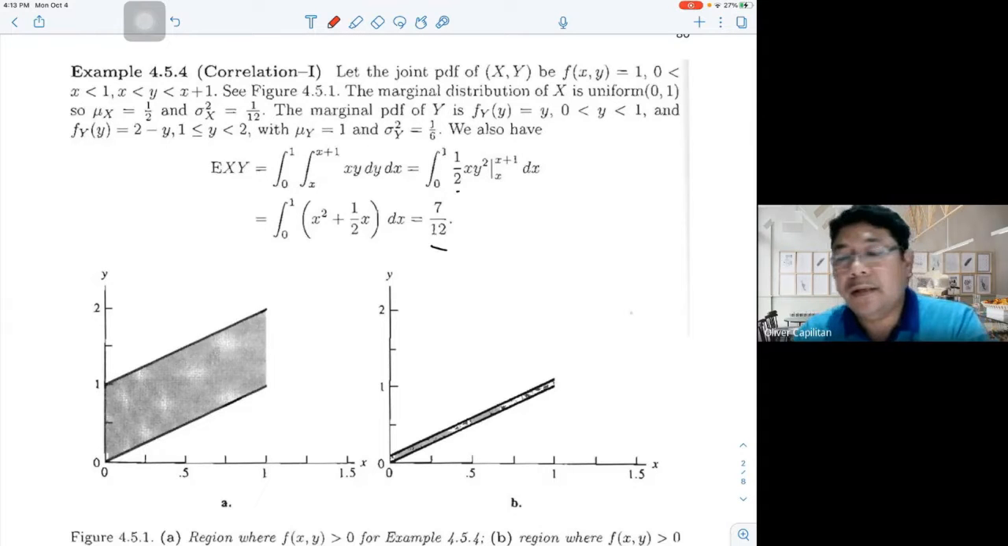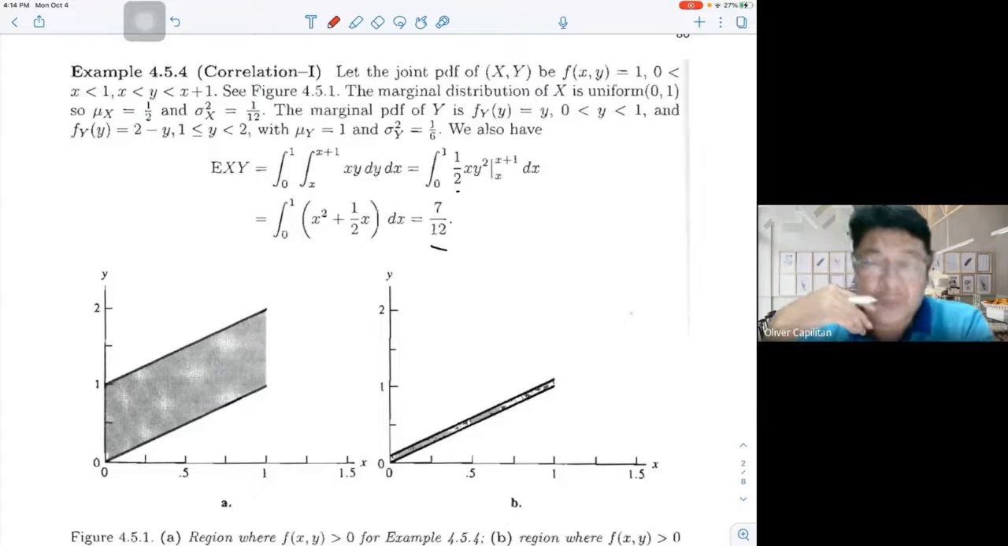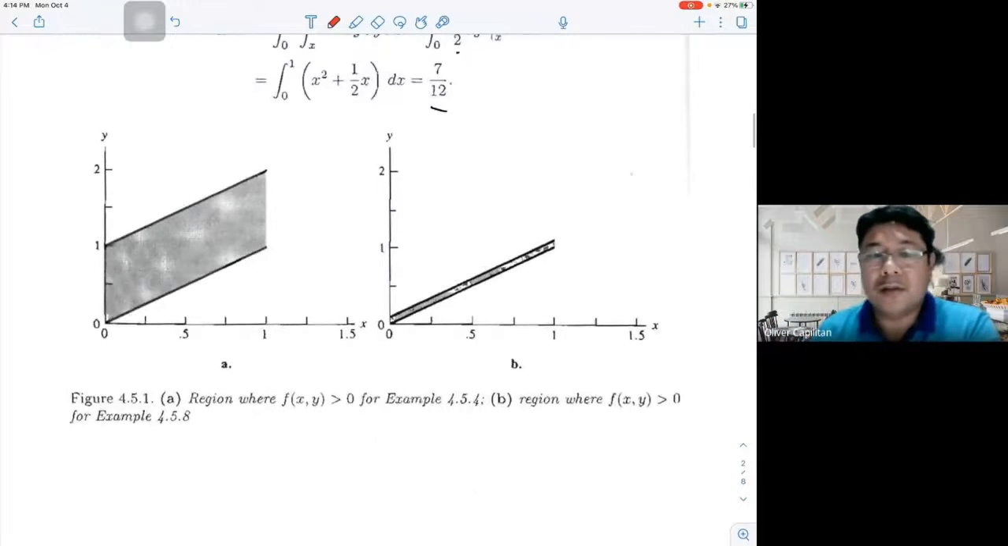Correlation number 1. Let the joint PDF of this bivariate random vector (X, Y) be f(x,y) = 1, for x between 0 and 1 exclusive, and y greater than x but less than x plus 1. We can see that in figure 4.5.1. On the horizontal axis, we have the values for x, and on the vertical axis, we have the values for y.